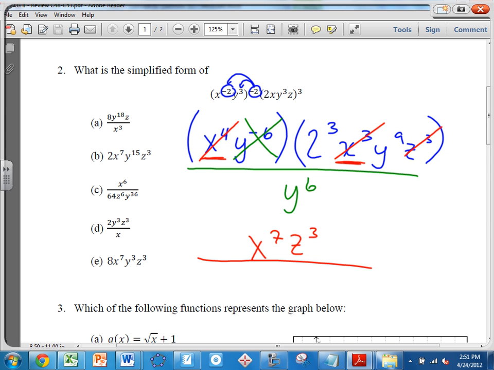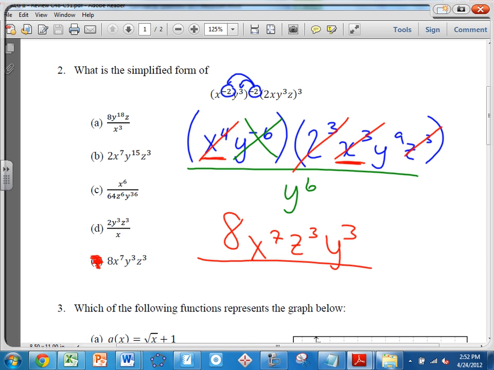Next, what's 2 to the 3rd? 8. So where does that go? Top or bottom? Top. Good. There's no negative, so I don't have to move it. So we're done with that. Finally, I've got 9 y's up top and 6 down below. Subtract. Good. So where are they? Up top. How many? Is there anything in the bottom? No. Choice E.